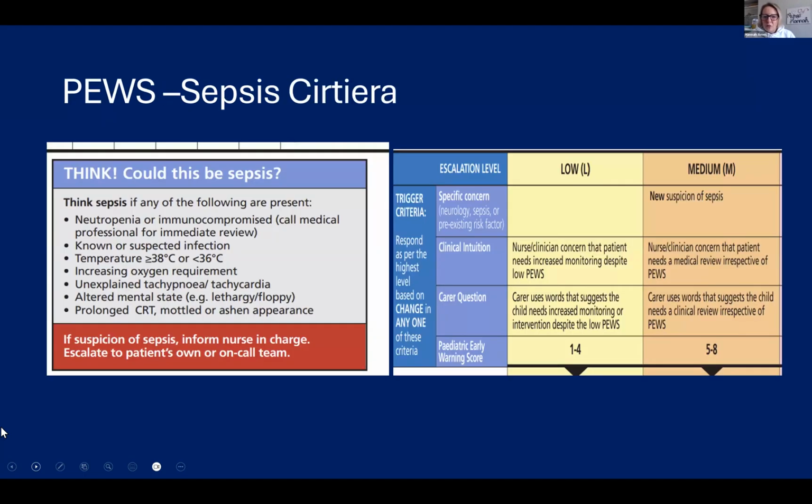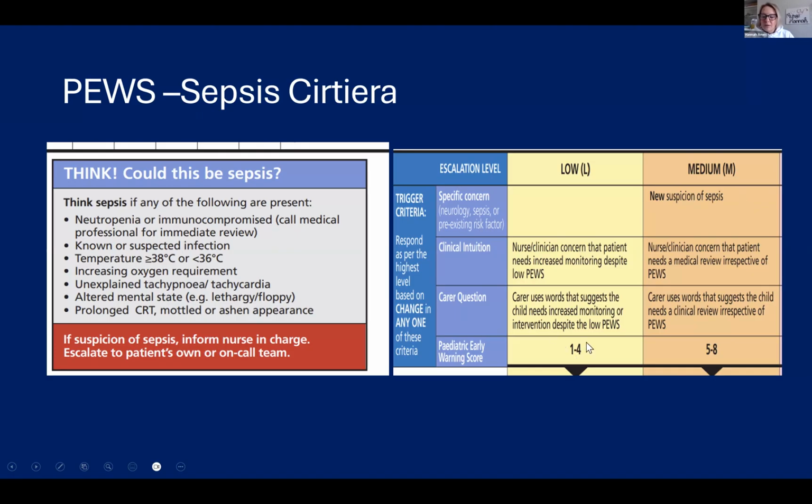Very important that you pick up on the PEWS sepsis criteria for this scenario. So a child with fever, if your temperature is greater than 38, then they're going to hit the sepsis criteria. You might also have some prolonged CRT or unexplained tachycardia. So it's likely that your child is going to hit the sepsis criteria, in which case we would put the concern as a specific concern and make sure we follow the escalation policy appropriately.